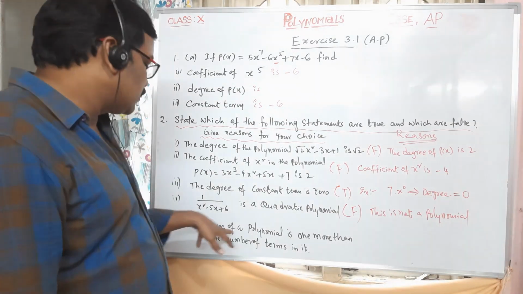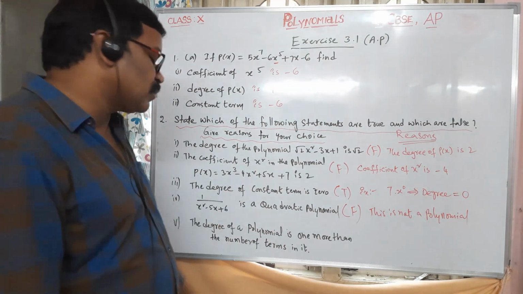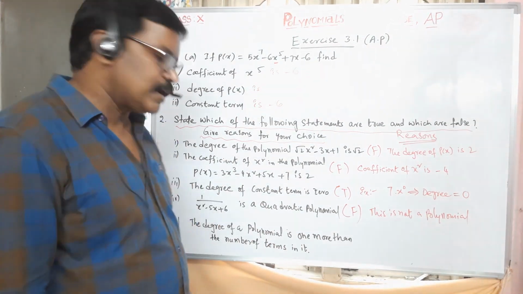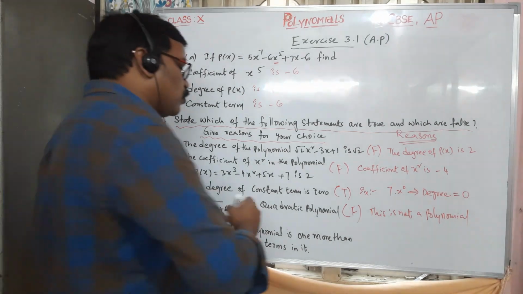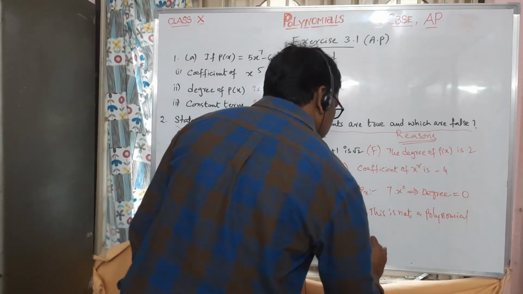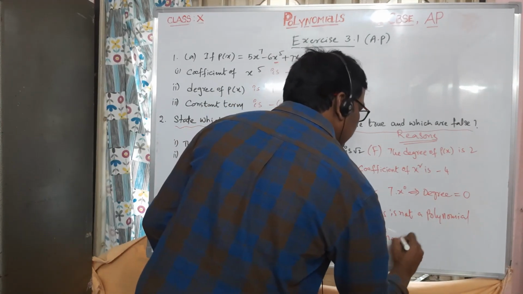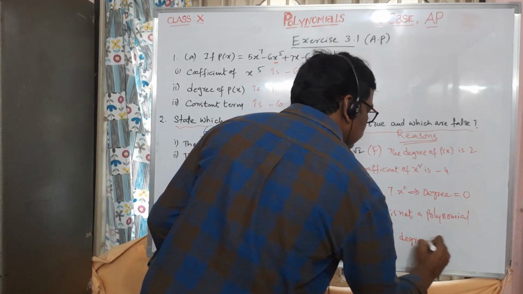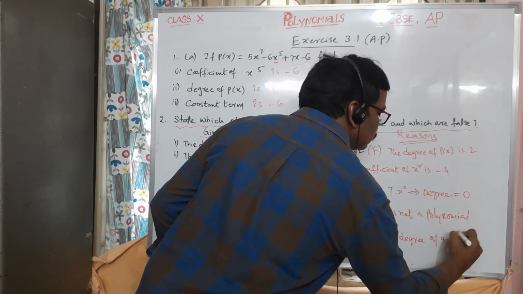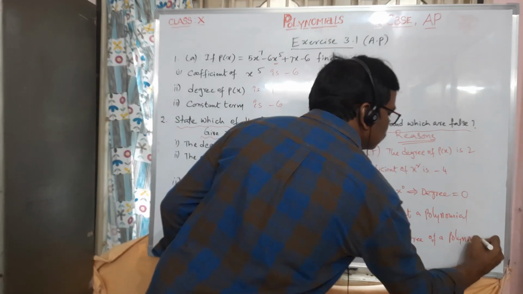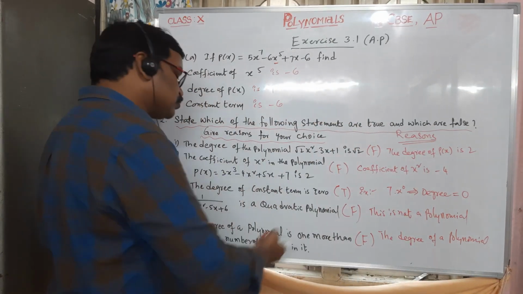The last one is the degree of a polynomial is 1 more than the number of terms in it. Actually, the degree of a polynomial does not relate to the number of terms.